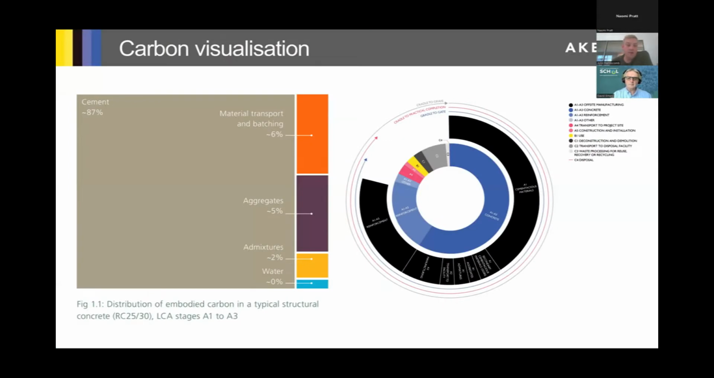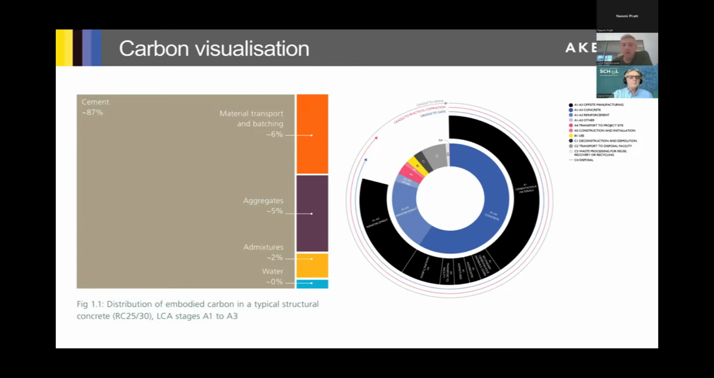So we asked the question on Menti of how much cement was in a cube of concrete, and the majority of people underestimated that question. So 87% of the carbon within a cube of concrete, bearing in mind it relates to 10 to 15% of its volume, comes from cement. So on the left-hand side, that is a raw cube of concrete. On the right-hand side is a more rounded wheel.